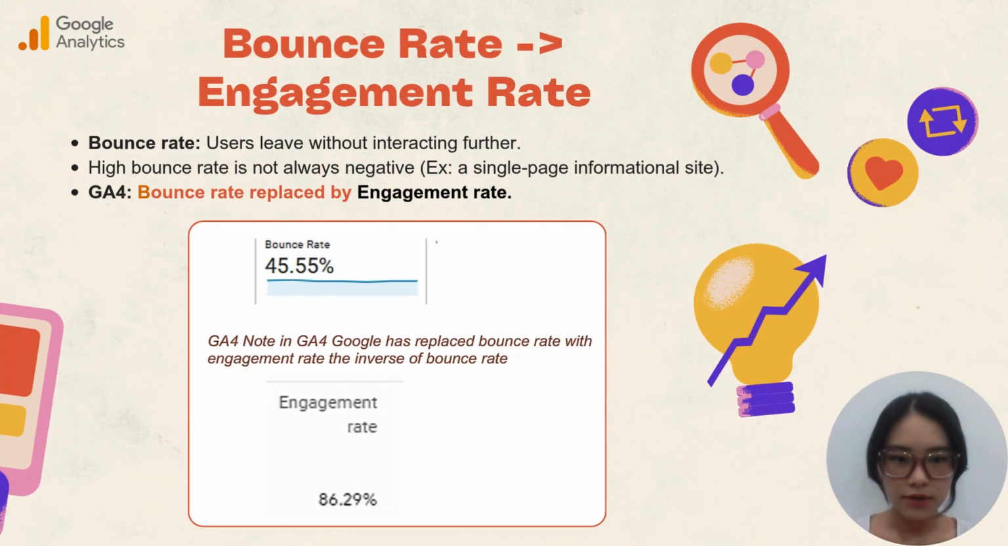Next is bounce rate, which has been changed to engagement rate. Bounce rate measures the percentage of users who leave without interacting further. However, a high bounce rate is not necessarily negative depending on the content type. GA4 introduces engagement rate, a more meaningful metric that emphasizes user interaction rather than a single page exit.